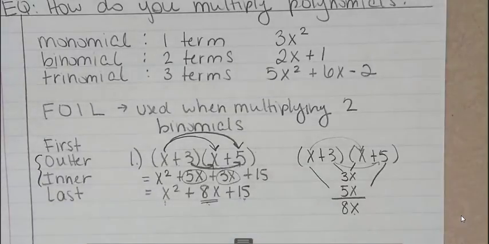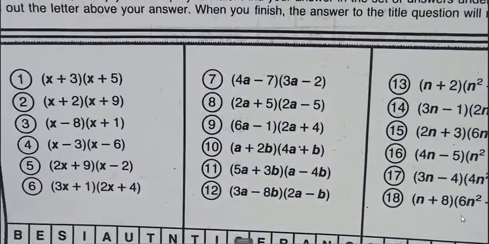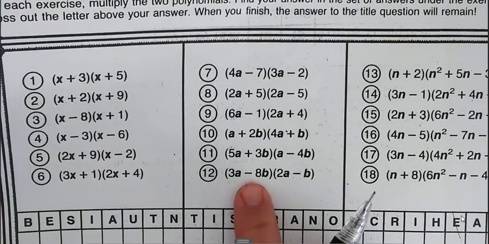Okay, I think I lied. I think I want to do number 12 instead. Let's do number 12.